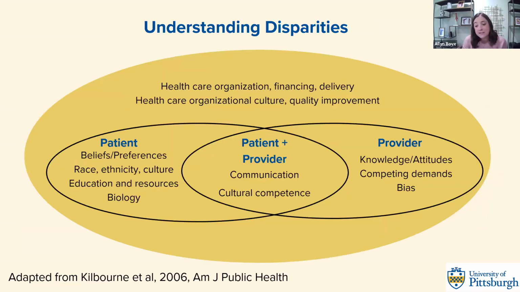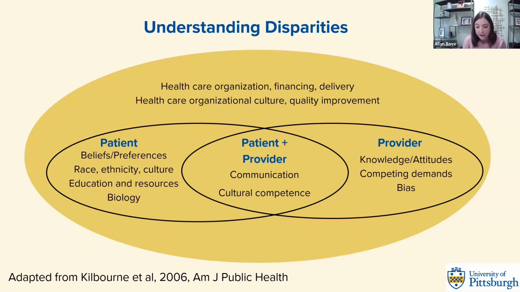When we seek to understand why disparities exist, we can look at several different levels. Often the early phase health equity research focuses on patient-level factors shown on the left-hand side of this graphic. Those patient-level factors are a mix of modifiable and non-modifiable traits.